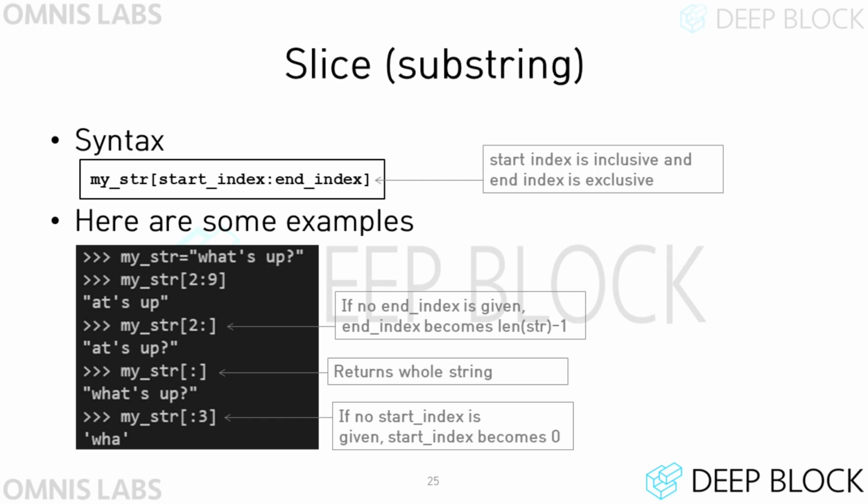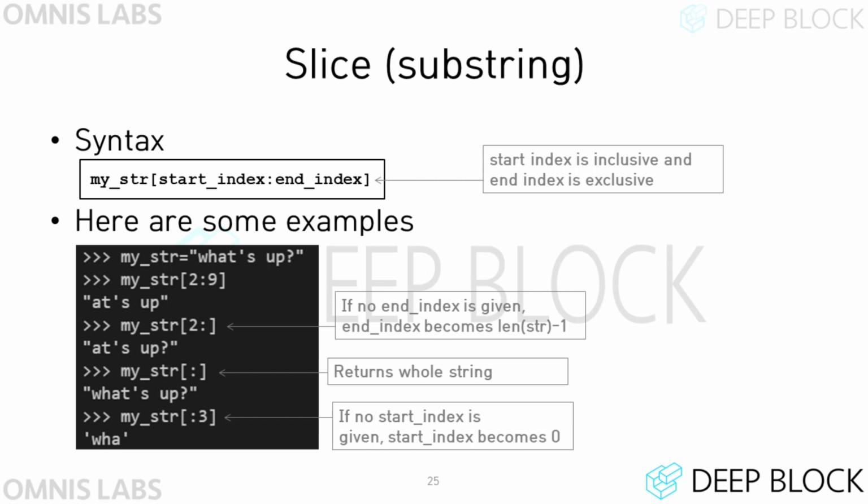For example, the value of myString[2] is 'a', the value of myString[9] is a question mark, and the value of myString[8] is 'p'. So myString[2:9] returns "at's up".